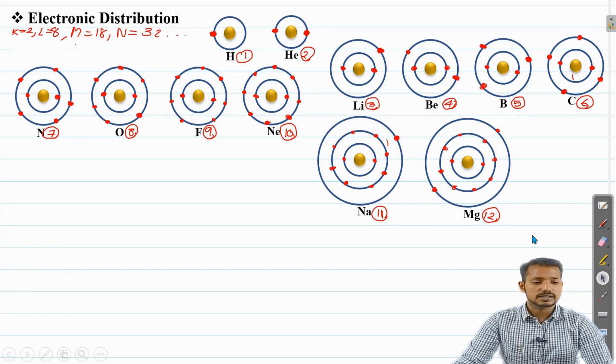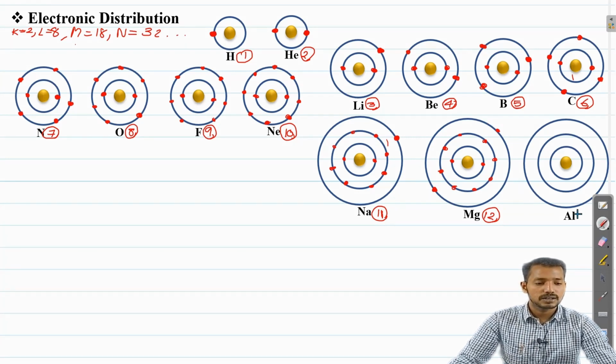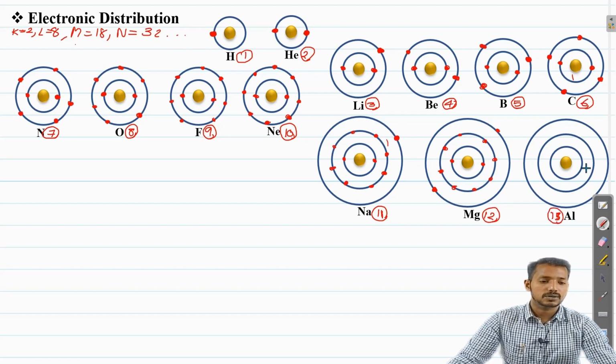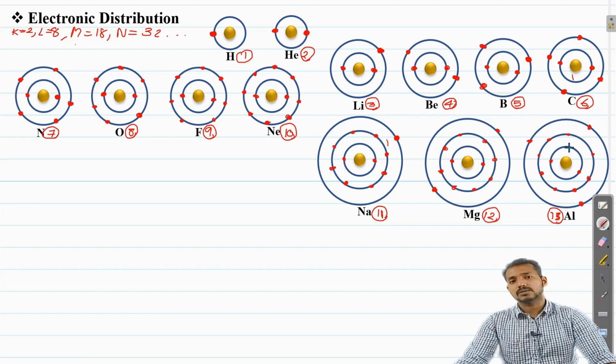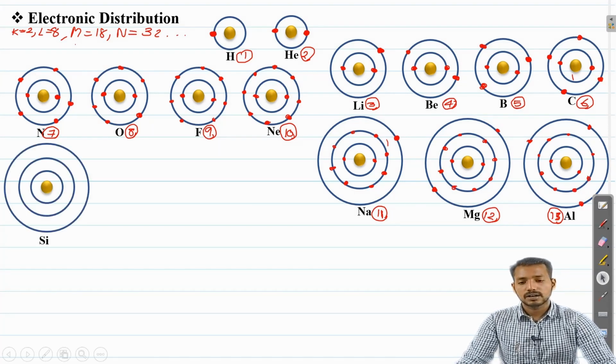Next we are going to discuss the case of aluminium. In case of aluminium, there are total of 13 electrons. So 2, then remaining 8, 1, 2, 3, 4, 5, 6, 7, 8. Then 3 more electrons are there that will be filled in the third orbit, because in the second orbit the maximum allowed is 8 electrons.